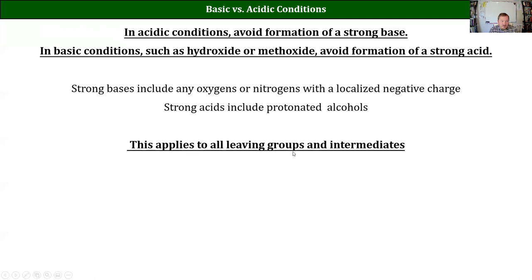And this applies to all leaving groups and intermediates. You need to be paying attention to that. And if you wind up drawing your mechanism and you wind up putting a negative charge, but you're in acidic conditions, that just means that you missed a proton transfer step first. It means you needed to protonate that leaving group before it leaves. Or you need to protonate the carbonyl oxygen before you break the carbonyl bond.